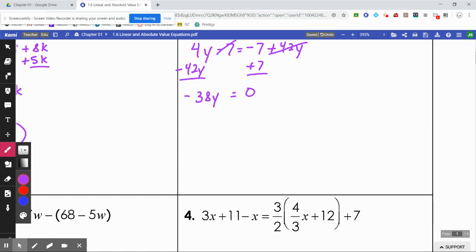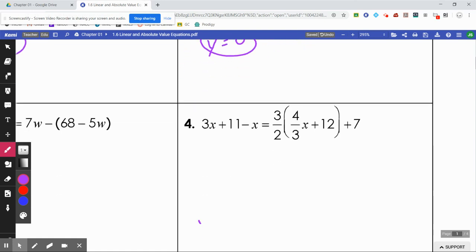Last step, do it one of two ways. Either ask yourself, negative 38 times what is 0? Or mark it out and actually divide by negative 38. You get y is 0. Number 3.